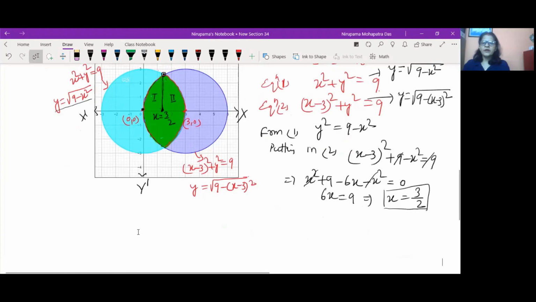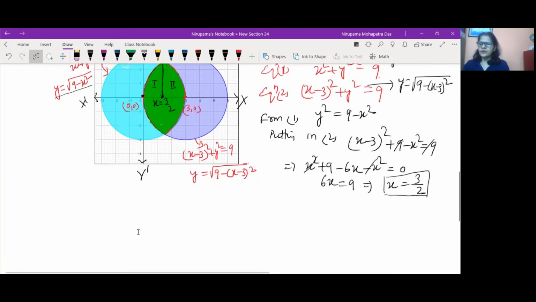Okay, step 1 done, step 2 done, step 3 also done. So limits of integration is what? One part is from 0 to 3 by 2. Second part is from 3 by 2 to 3. Okay, now required area. Fourth step of the solution is required area or area of the required region.